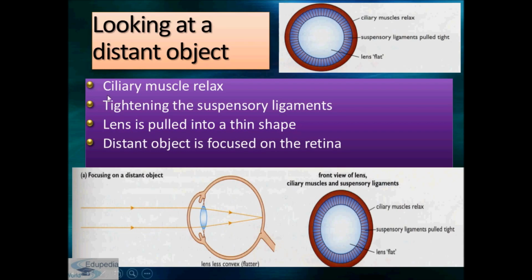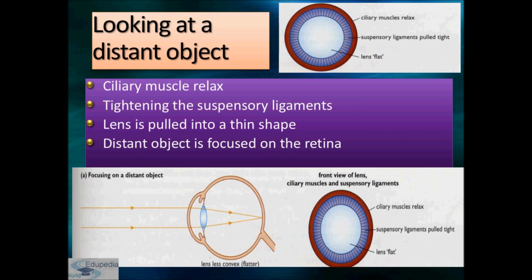These are the ciliary muscles, which regulate the aperture of the lens. This is the lens. They just relax. See, this is your ciliary muscles and these lines are your radial nerves, and this is your lens. So the lens becomes flattened when the ciliary muscles relax.